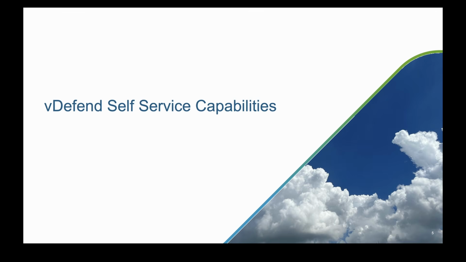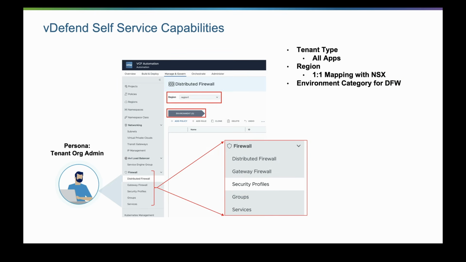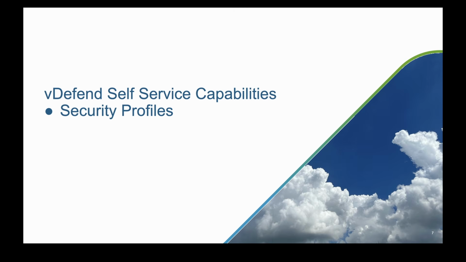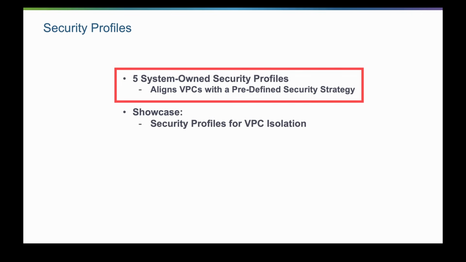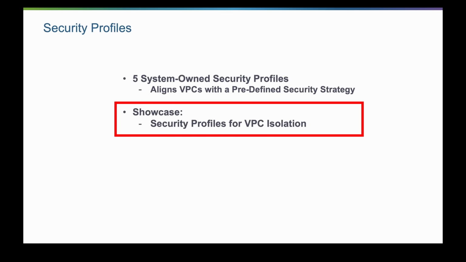Now let's talk about vDefend self-service capabilities. As you can see, the tenant org admin, once logged in, has access to all things related to vDefend self-service under a single bar, firewall. Now let's talk about security profiles. There are 5 system-owned security profiles. These security profiles align a VPC with a predefined security strategy. Now let's see how we can use the security profiles for VPC isolation.